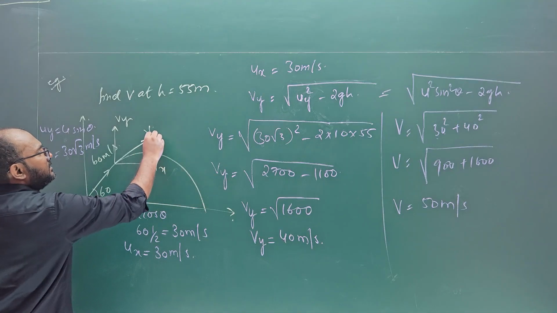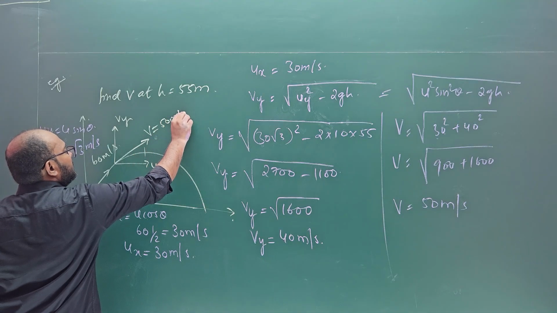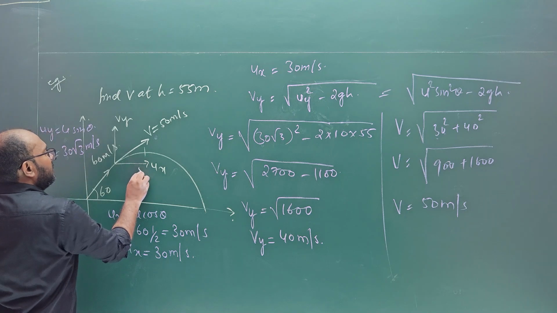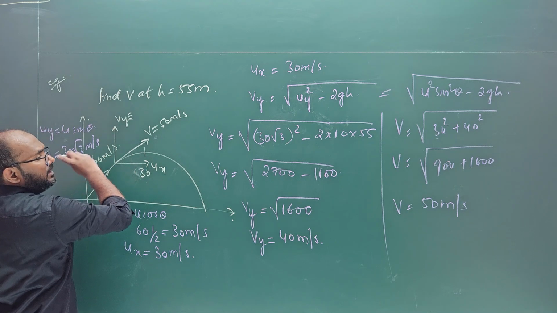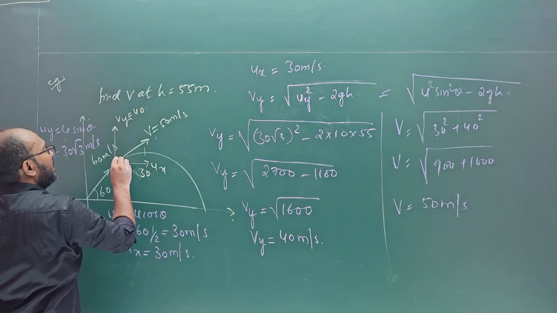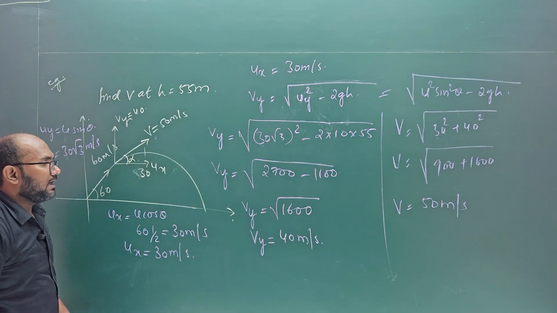And what we got, V is equal to how much? 50 meters per second. At this point Vx we got 30, and at this point Vy we got 40. And can we calculate this alpha? Yes, we can calculate the alpha.